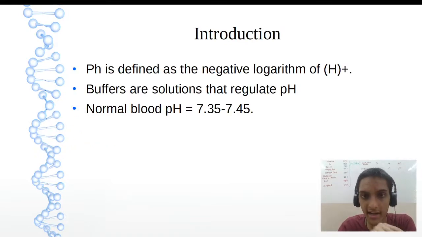Now, let us identify the introduction. So basically what is pH? pH is equal to negative log to the base 10 of H plus concentration. It can be direct or inverse relation.